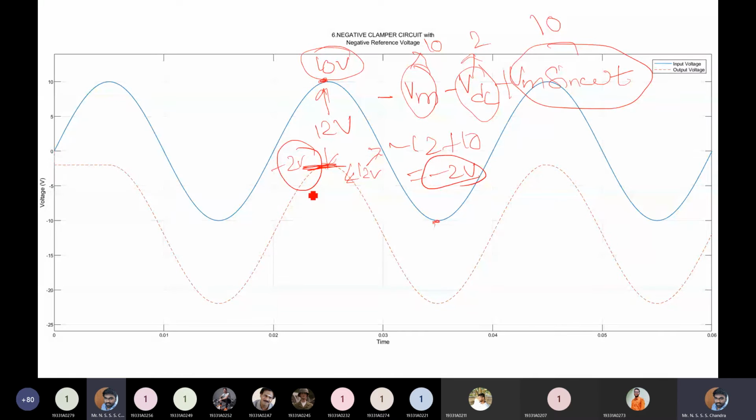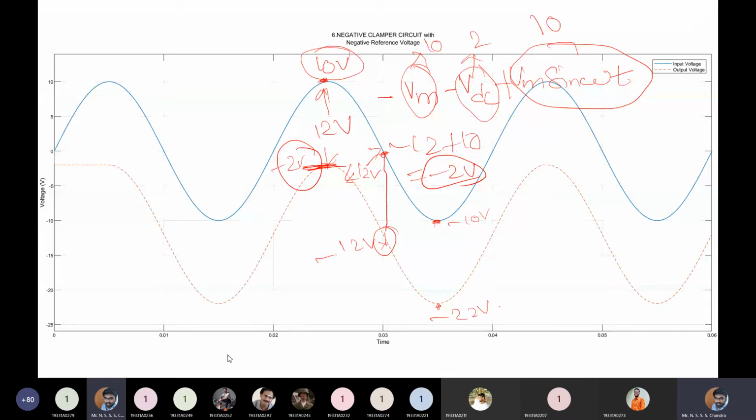Here, instead of seeing minus 10, you will be observing minus 22 volts. Okay, so here instead of 0, you will be observing minus 12 volts. This minus 12 volts. Okay, so with this your clamper circuits are finished.